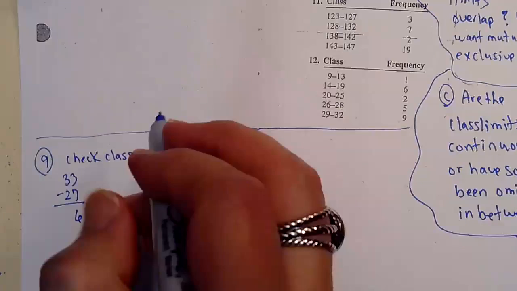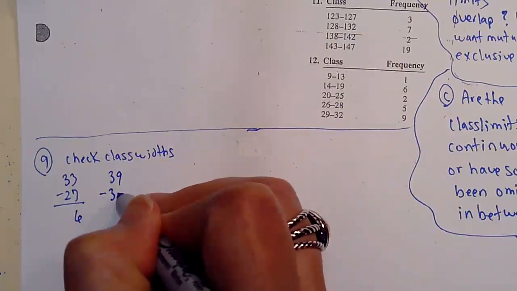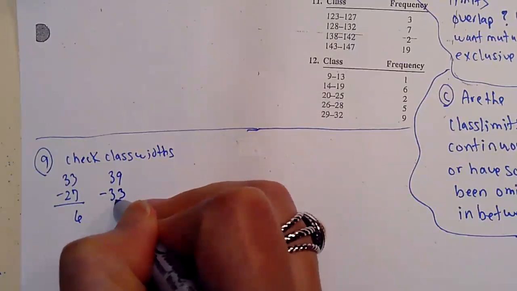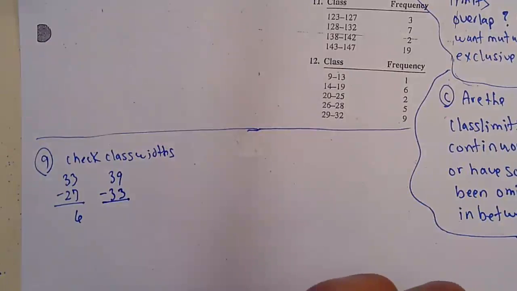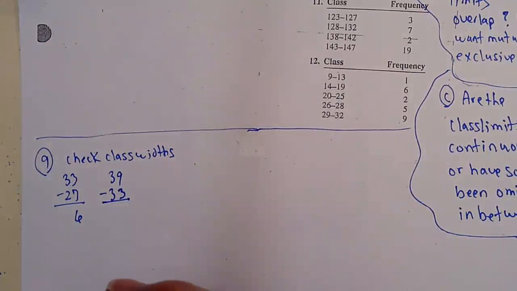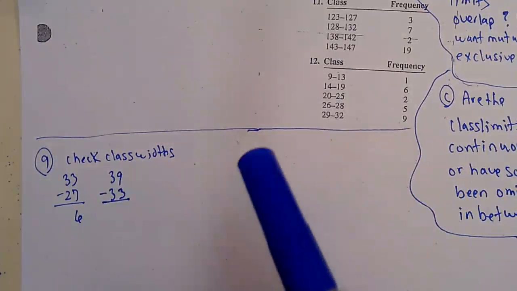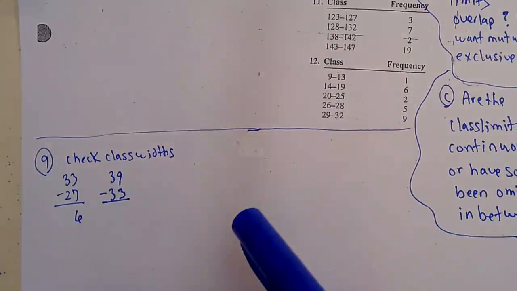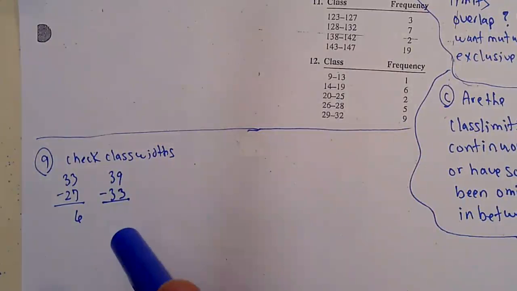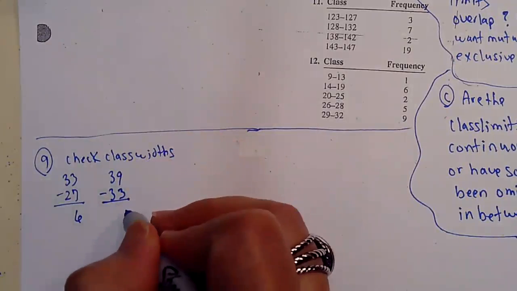You have to show this in your work. If you don't show this in your work, like on your quiz, then you will get points taken off, even if you get the answer right. And you have to show your work correctly. If you subtract in some other manner that's not correct, we said you have to subtract vertically, up and down, for these class widths. So 39 minus 33 is 6.